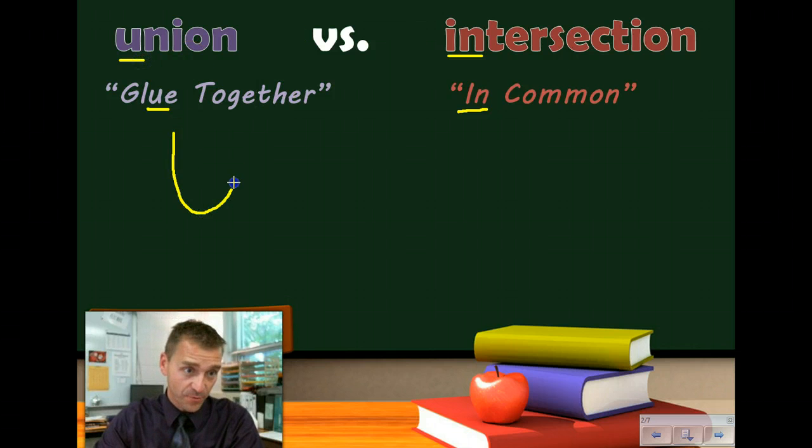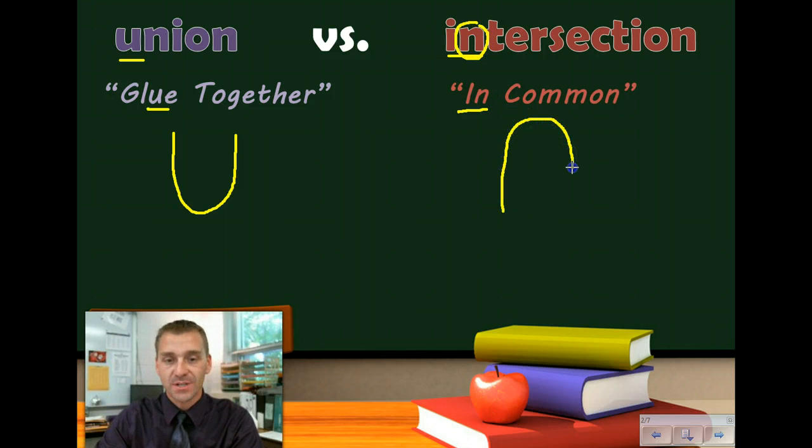There is a symbol for union, which is a U. You guessed it. Focus on this letter right here, the old N. That's the symbol, if you will, kind of, for intersection. It is an upside down U, which kind of looks like an N. So there's your two symbols. Union, glue, is a U. Intersection, in common, is an actual upside down U, or AKA an N.